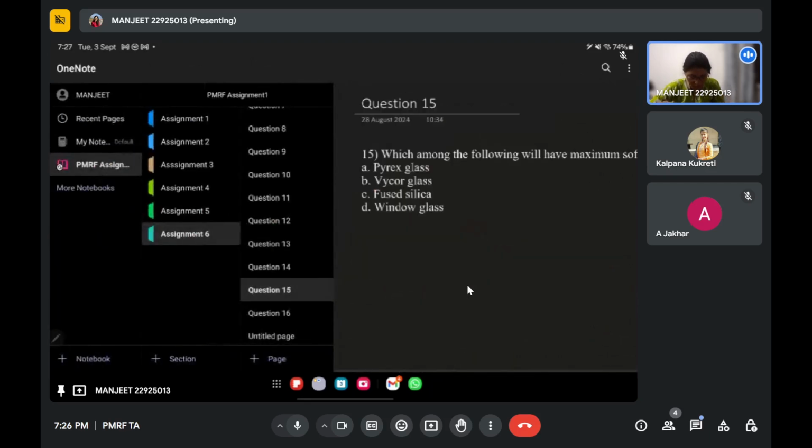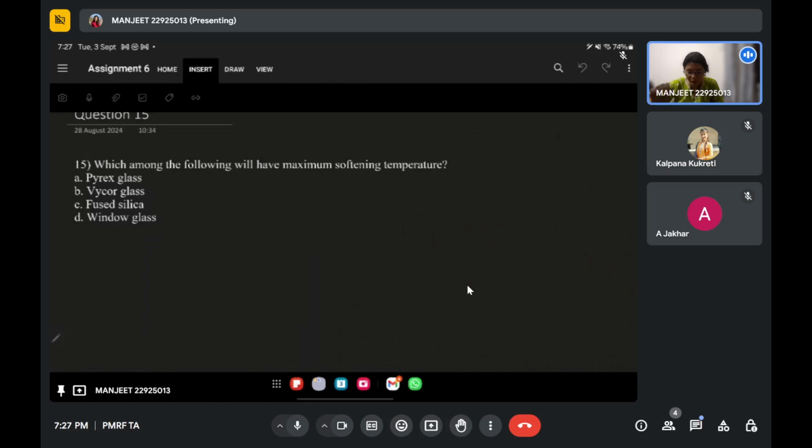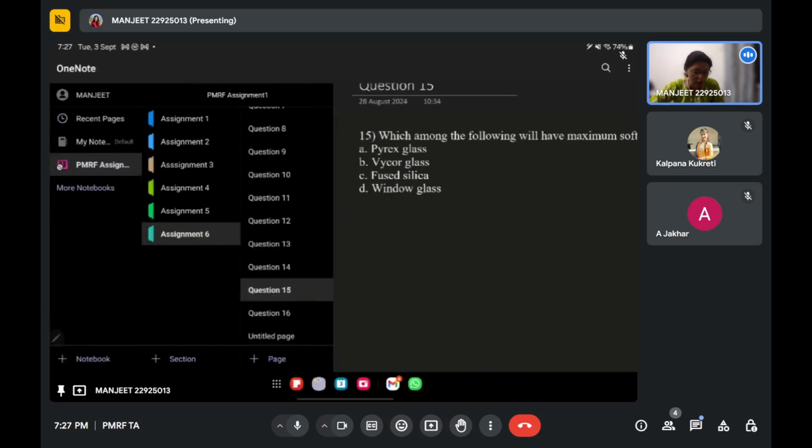Now let's move to question number 15. In question number 15: which among the following will have the maximum softening temperature? Pyrex glass, Vycor glass, fused silica, and window glass. Let me first tell you what kind of glasses these are, and then we will discuss which of them has the maximum softening temperature.